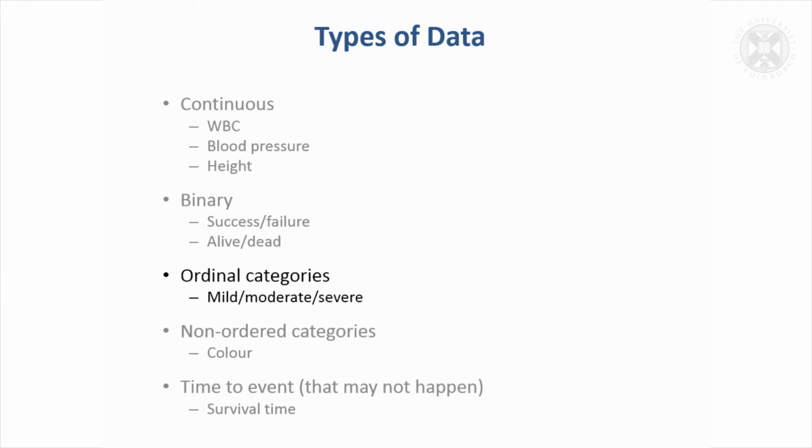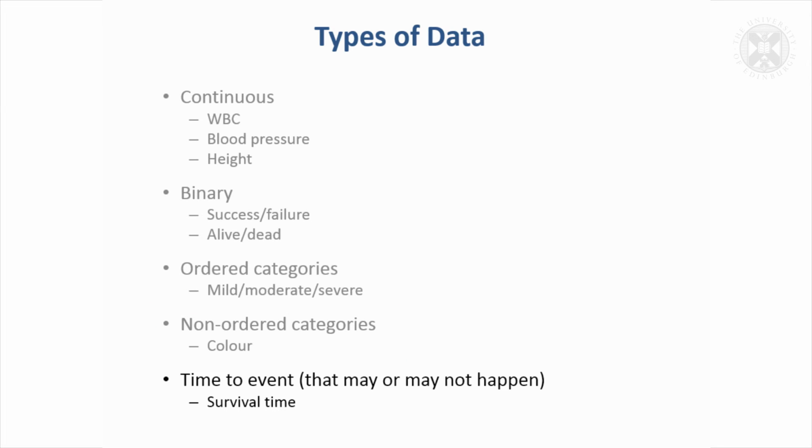And less commonly, you can have non-ordered categories, something like the colour of an animal's fur. There probably wouldn't be a specific ordering of that. That would then need to be taken into account, certainly in how you do your statistical analysis of the data. I want to mention another type of data because if you do come across this type of data, people often don't summarise it correctly.